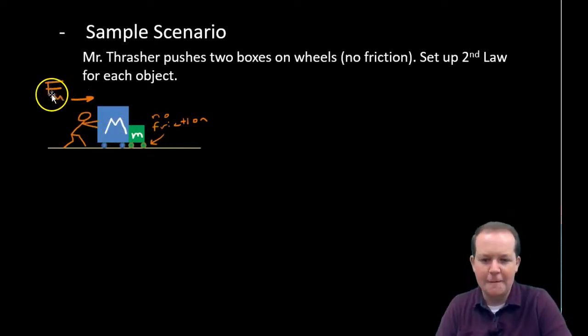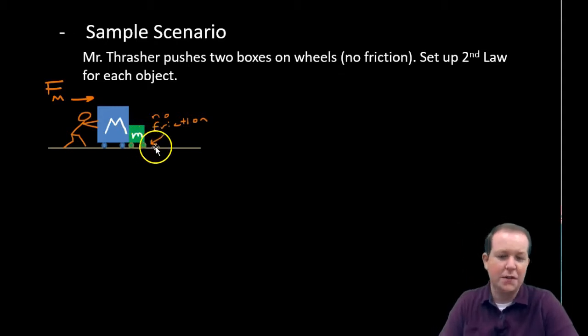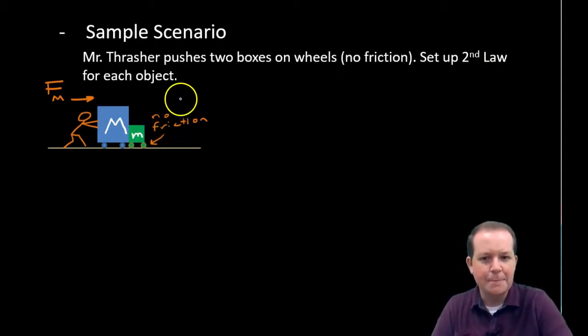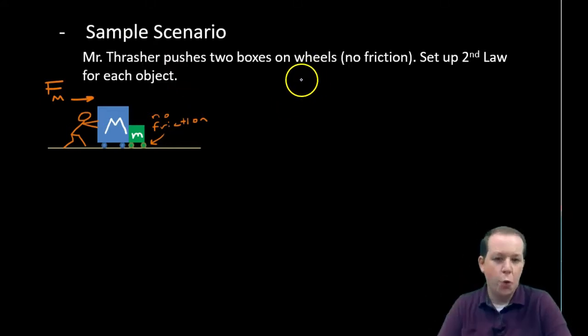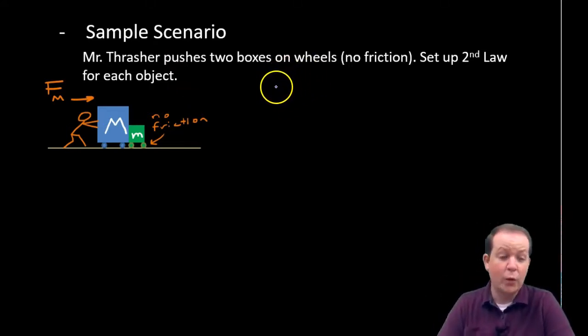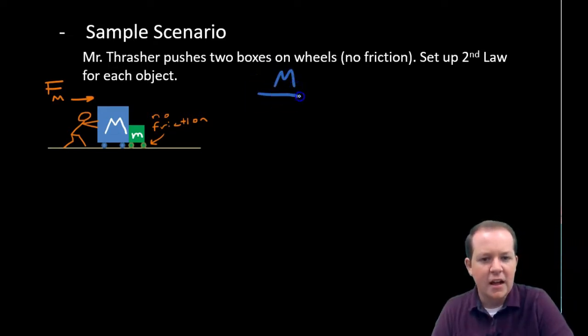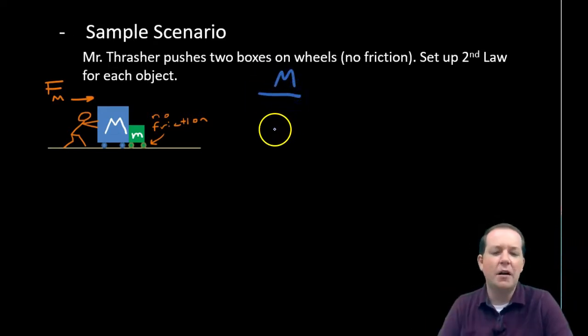I'm applying a big force on big M. And the blue cart is applying a force on the smaller cart. Let's try and set up the sum of the forces. What does that mean? I know you can't color coordinate things, but what I strongly recommend is that you be nice and organized. I'm going to do this for each box individually.